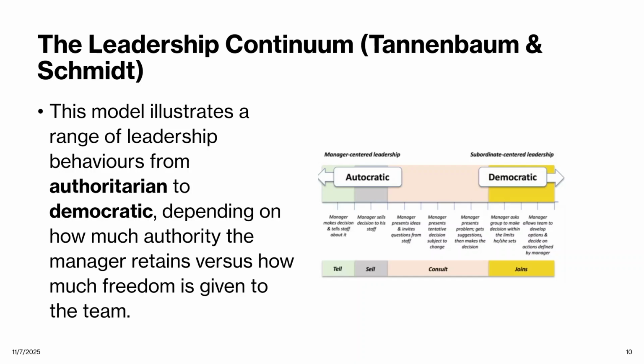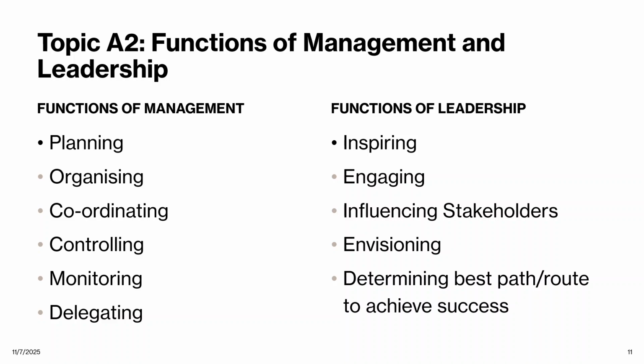So then we have the leadership continuum, which was developed by Tannenbaum and Schmidt. This model illustrates a range of leadership behaviours from authoritarian to democratic. This depends on how much authority the manager retains versus how much freedom is given to the team. So you can tell on the more autocratic side, which is more management-centered leadership, we have more tell and sell tasks. On the contrary, we have the democratic, which is more subordinate-centered leadership. We have more consulting and joint tasks. Now this model illustrates the range of tasks which can be given.